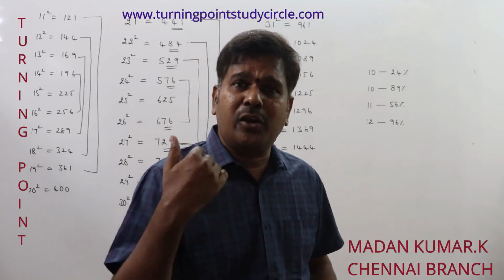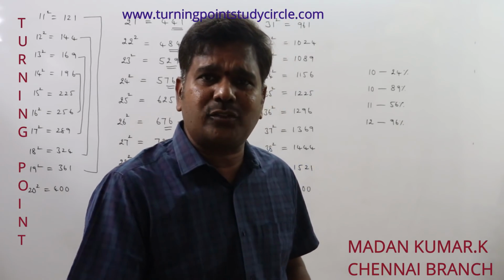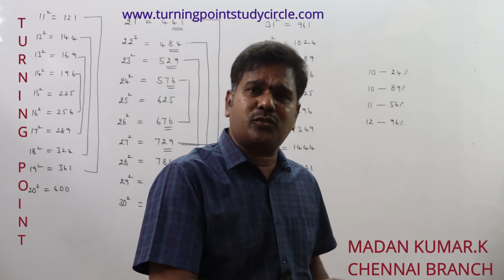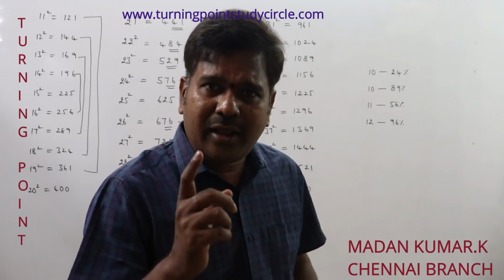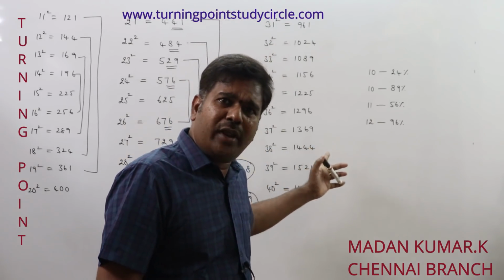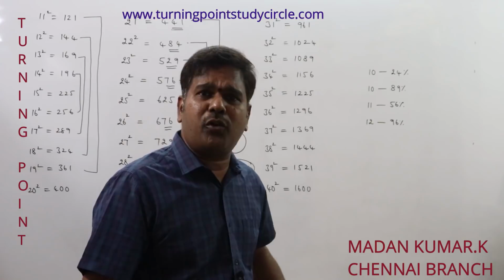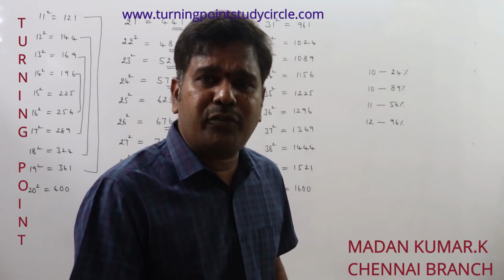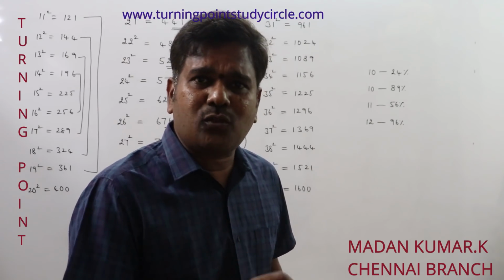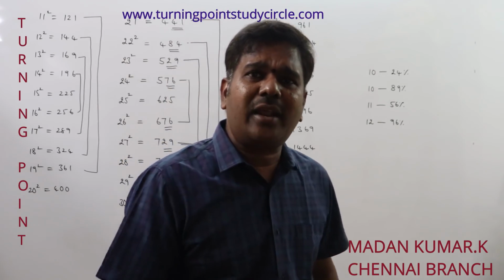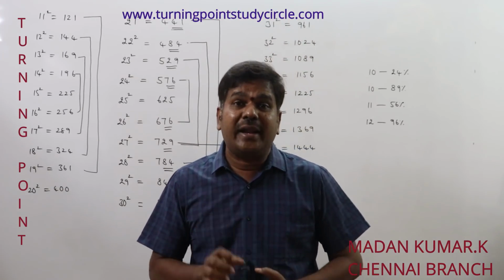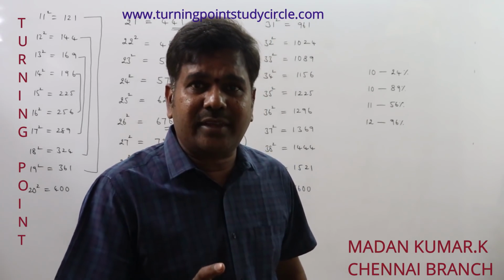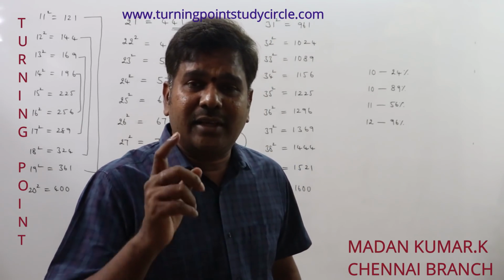11 square 121, 12 square 144, 13 square 169, 14 square 196, 15 square 225, 18 square 324, 19 square 361, 29 square 841, 28 square 784, 22 square 484, 23 square 529, 27 square 729, 24 square 576, 26 square 676, 31 square 961, 32 square 1024, 33 square 1089, 34 square 1156, 36 square 1296, 37 square 1369.